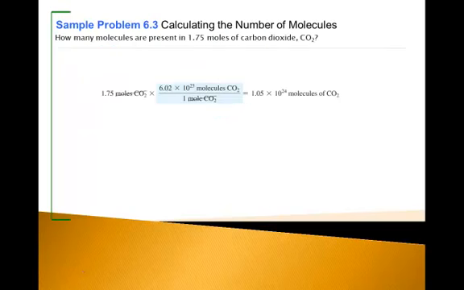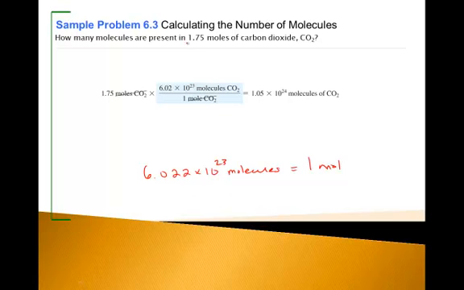Alright, the next one is I'm going to be using that Avogadro's number to convert between particles and moles. And that number, that 6.022, always tells me the number of particles, and in this case it's molecules that I have, if I have 1 mole of anything.